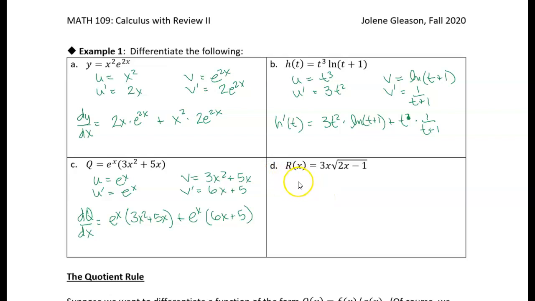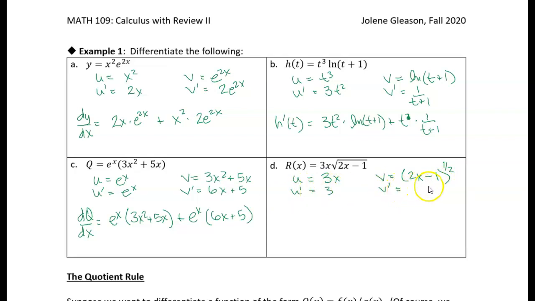Let's see. I'm going to break this up into the product of two functions. I'm going to call u just 3x, and v is equal to the square root of 2x minus 1. But I'm going to write it as a power because I think it's easier to take the derivative of it that way. So rather than the square root of 2x minus 1, I'm just going to say 2x minus 1 to the 1/2. U prime is just 3.